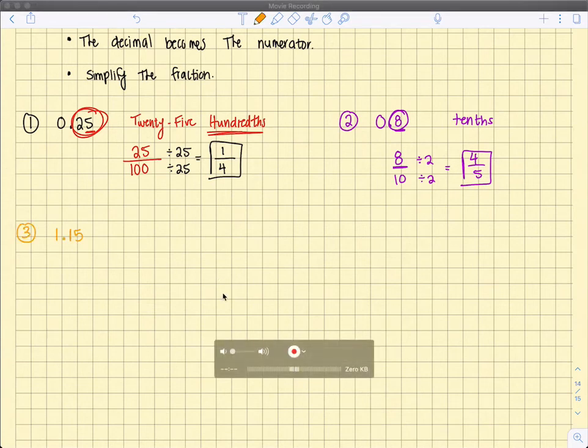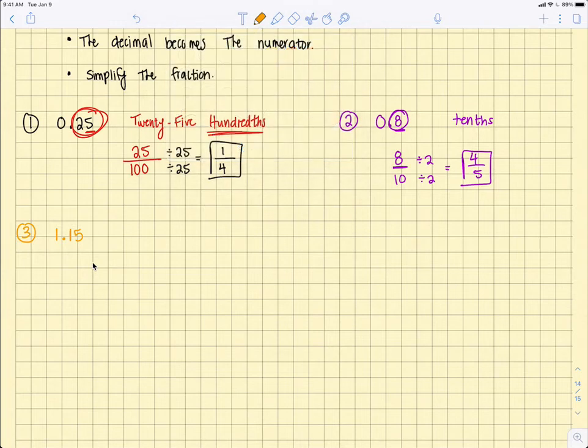Another. Okay, here I have 1.15. The process doesn't change just because I have a number in front of the decimal. It stays the same. So let's go ahead and identify the place value of this decimal. So look at the last number. It looks like we're in the hundredths place. So our denominator is going to be 100. The decimal, this 0.15, becomes our numerator.